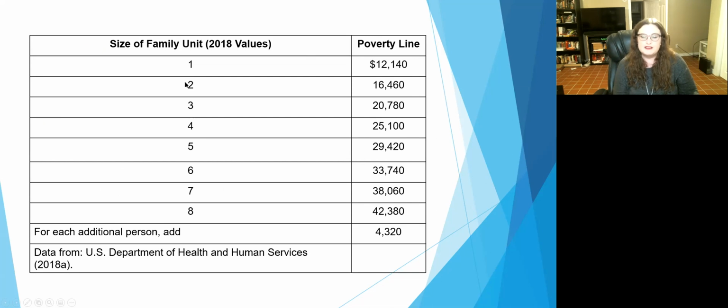For 2 people, it's the idea that, okay, well, maybe it doesn't actually take you as much then, so we're going to only give you 16,000, 20, 25, 29, 33, 38. If you get to a household of 8, you can make up to 42,000 and still be under the poverty line because that's 3 times what it thinks that it will cost you to actually feed a family of 8. And then for each additional person, you can add on an additional 4,000. That's not a lot of money, right? That's about $1,000 a month.